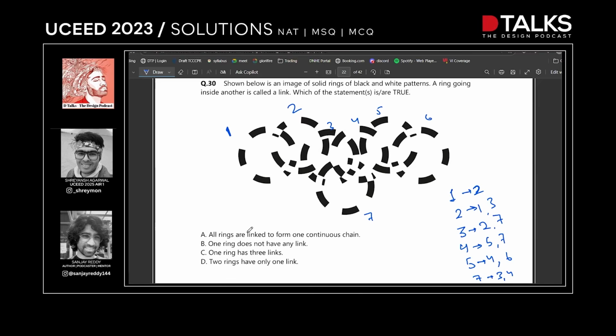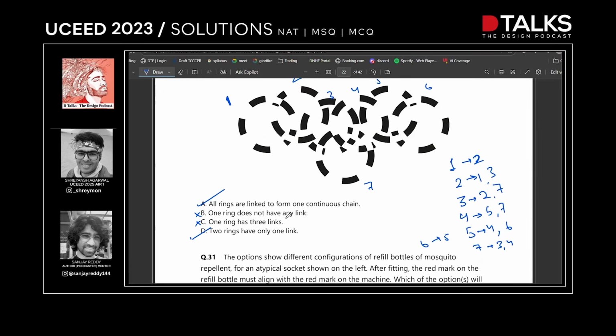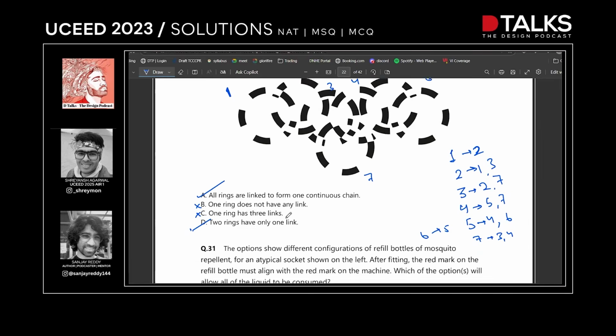So all rings are linked to form one continuous chain. That is true because one, two, three, seven, four, five, six, that's a continuous chain. So A is correct. One ring does not have any link, that's wrong. Each ring has a link. One ring has three links, that's also wrong. Two rings have only one link, that's correct because six also has only one link. One and six have only one link. So the answer is A and D. That's correct.